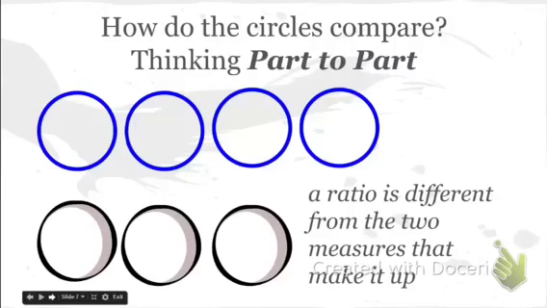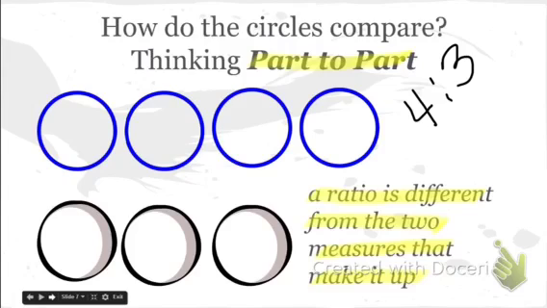Here we go. And so again, thinking about how these circles compare here, we can talk now about part to part, like we talked about part to whole before. Again, and reiterating from before, a ratio is different from the two measures that make it up. If we were going to do part to part here, one part of this group are the 4 blue circles. Another part are the 3 black circles. Now, when you add these up, there are 7 total. 4 plus 3 equals 7.